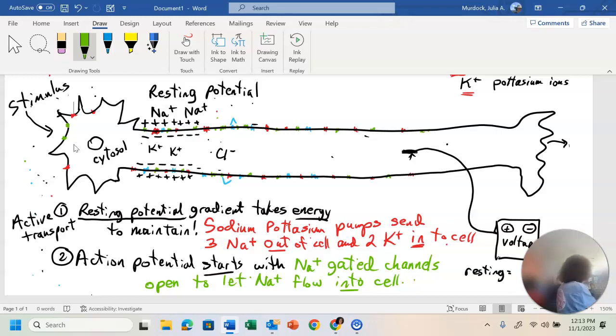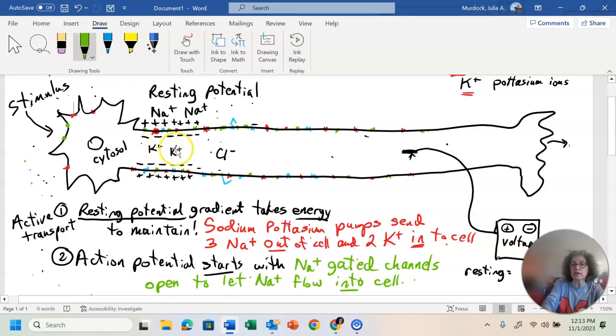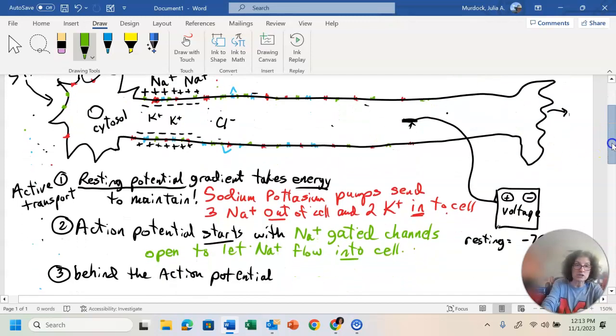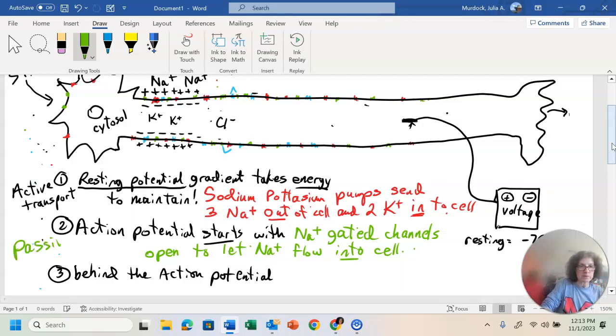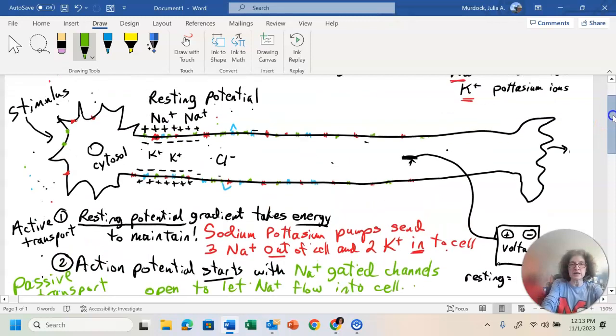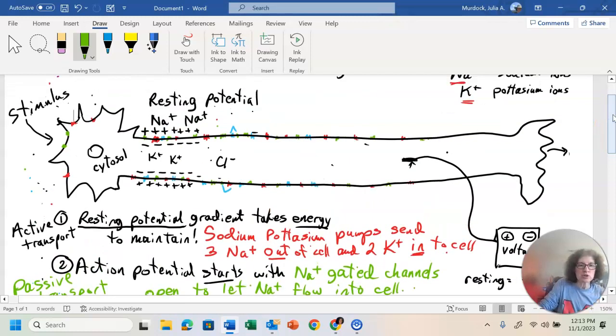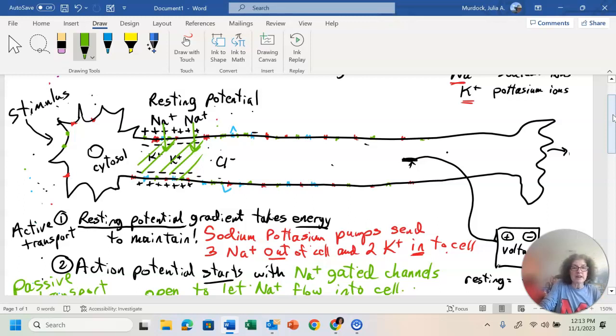The door opens and the sodiums flow down along their gradient to reverse the polarity of the inside of the cell. That's what an action potential is. So action potential is actually passive. It's passive transport of all the sodiums that are on the other side, outside the membrane, waiting to get in, and this is their big chance, right? So the sodium is going to flow in and completely reverse the polarity along a slug that kind of moves along like this.